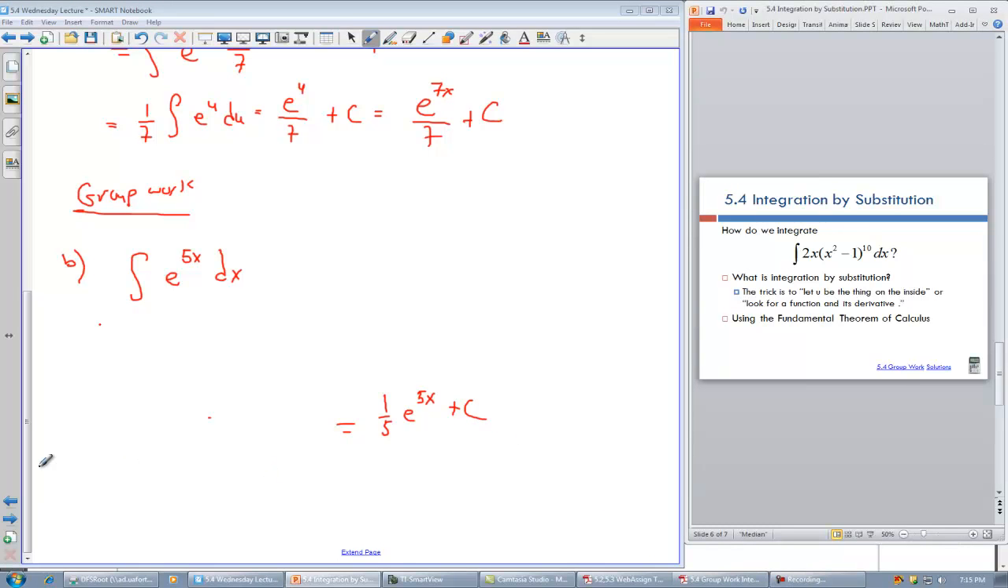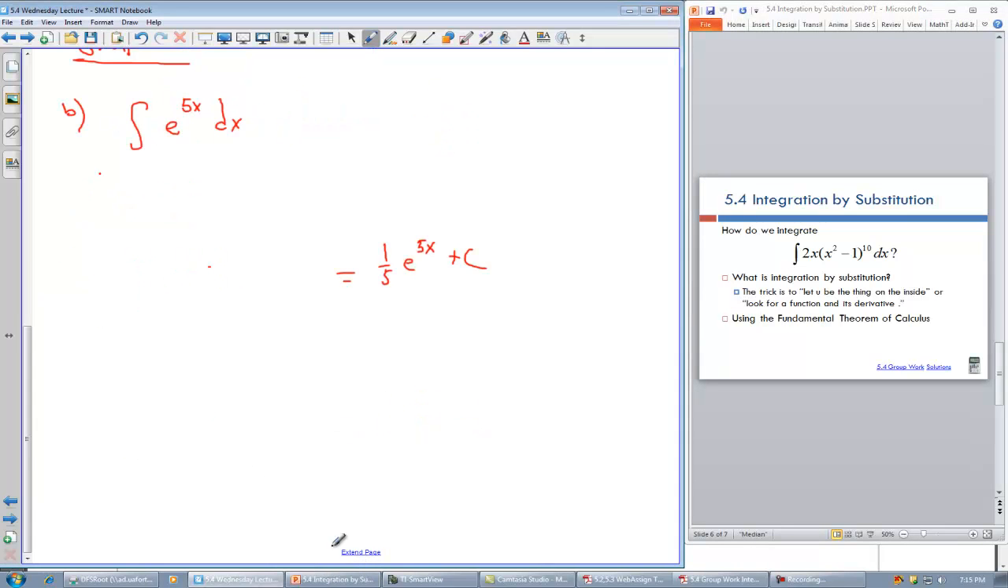And once you finish that one, you can continue on and try the next one, part C. All right, so try this one too. So the integral of x divided by x squared minus 1 dx. And for this one, you should get an answer of 1/2 ln absolute value of x squared minus 1, plus c. So pause the video and try these two, and then come back when you're done.